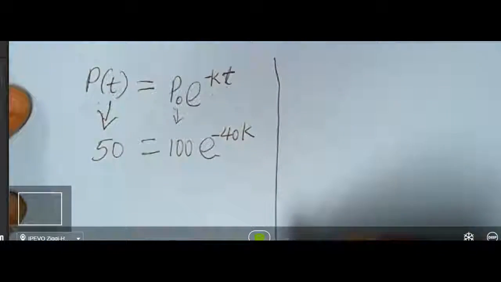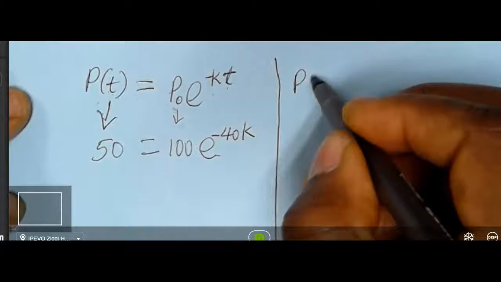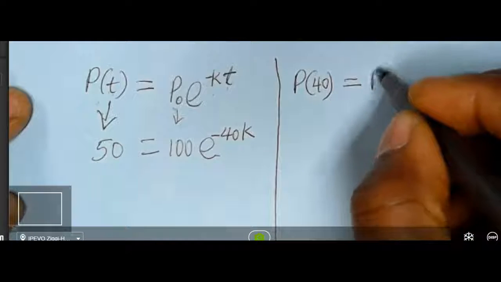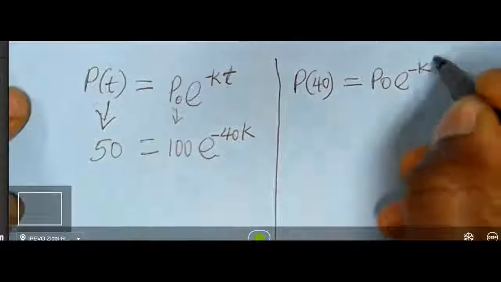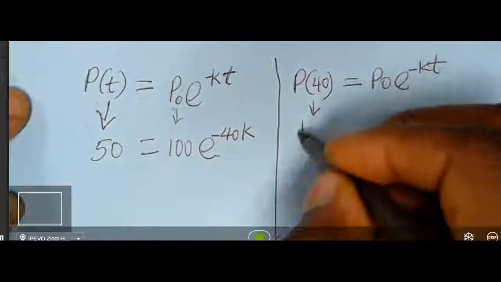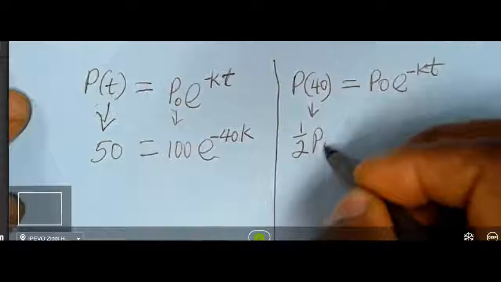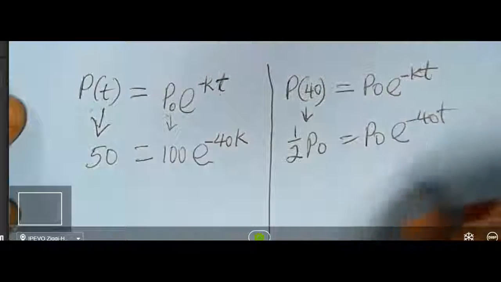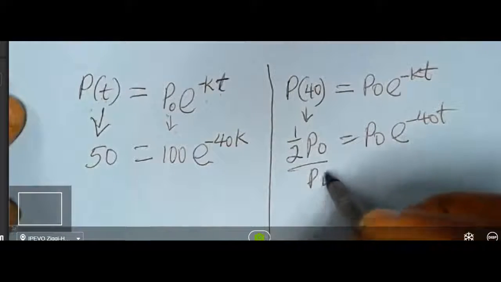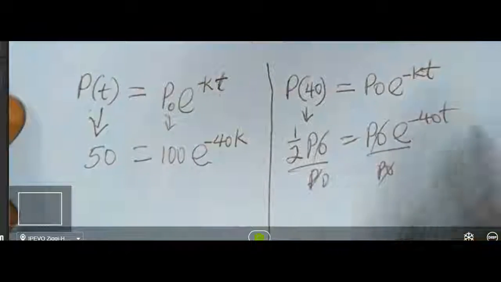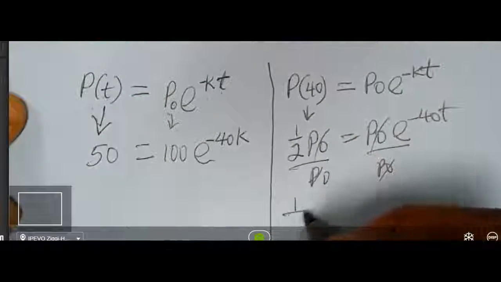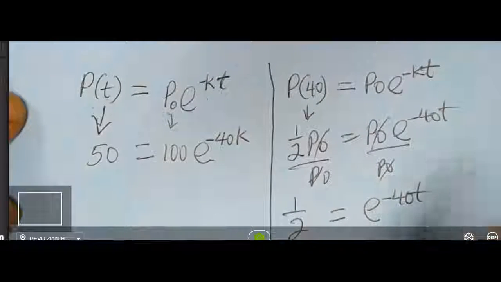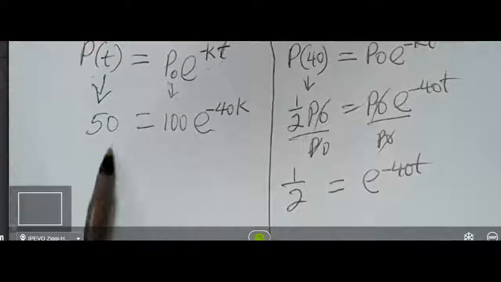Again, if we had wanted to do P of 40 equals P0 E to the KT, if we had replaced this with 1/2 P0, and then we keep this as P0 times E to the negative 40K, see what's going to happen. We can divide both sides by P0, that will cross out right away. That way we don't have to work with numbers. We'll still have 1/2 equals E to the power negative 40K, okay? But anyway, even if you plug in numbers, you're going to get the same thing.